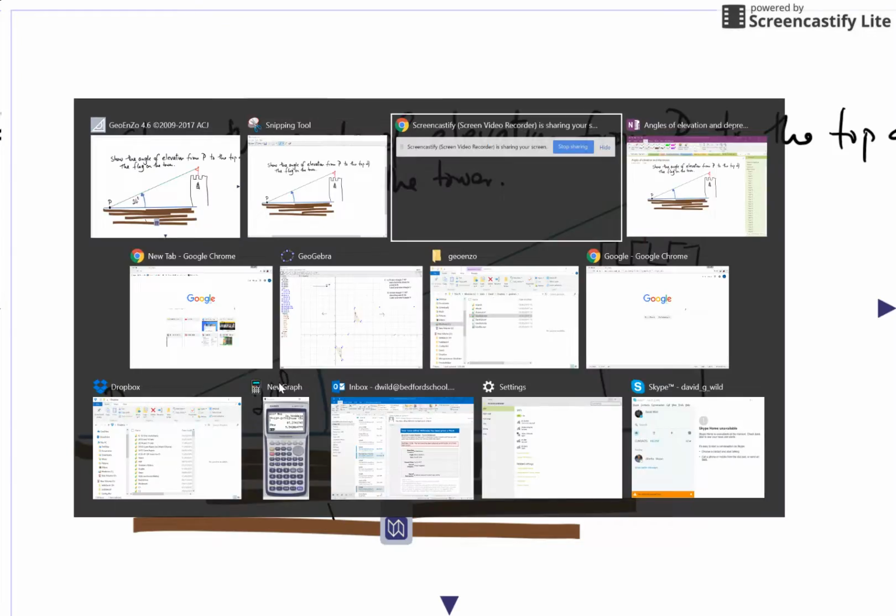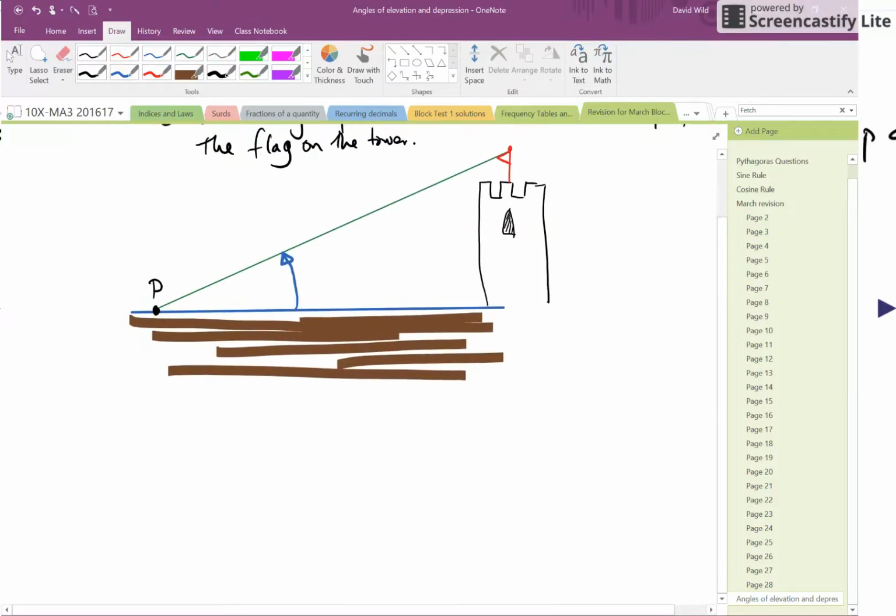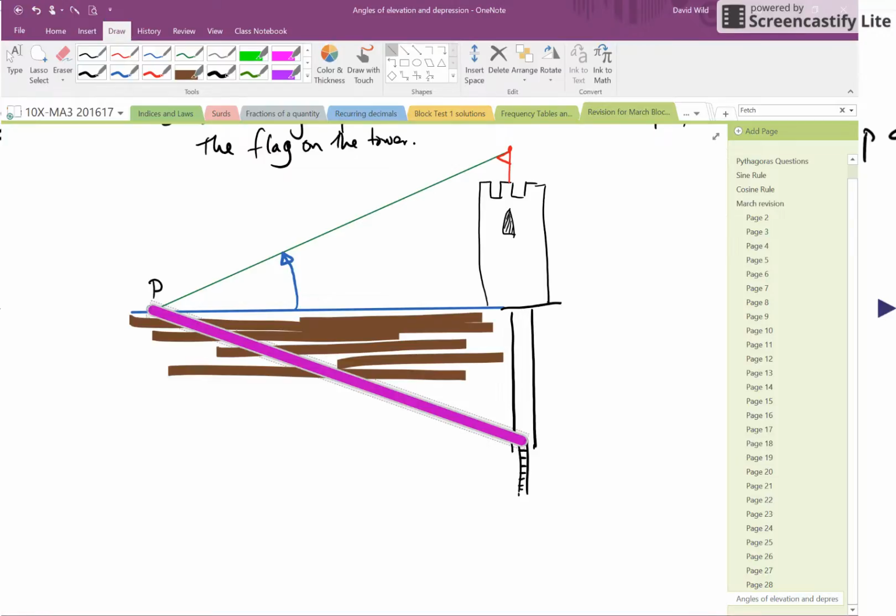Right, let's go back over to here and let's discuss an angle of depression. Well, maybe there's a little tunnel that's been dug underneath this castle for the damsel to escape down. And right down here there's actually a ladder like that. And maybe there is a way of saying what the angle is between the point P and the top of that ladder.